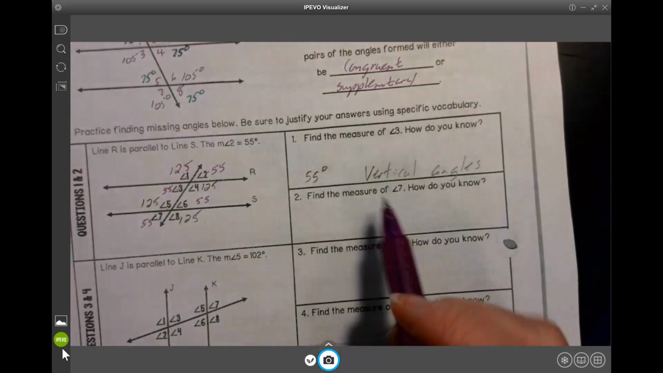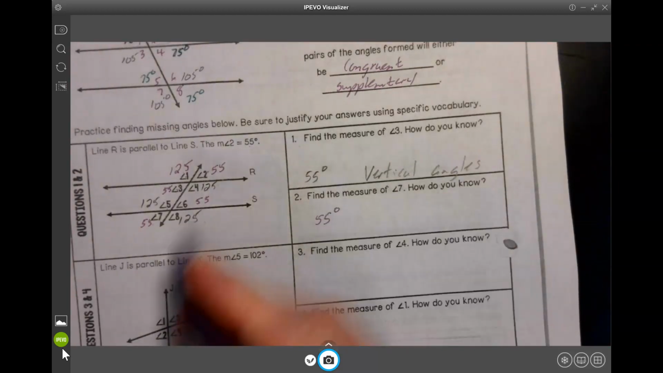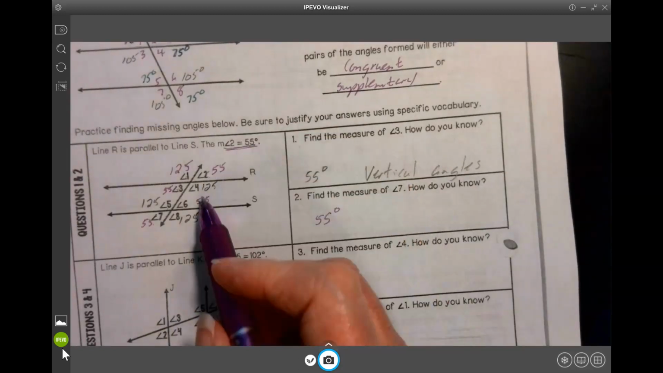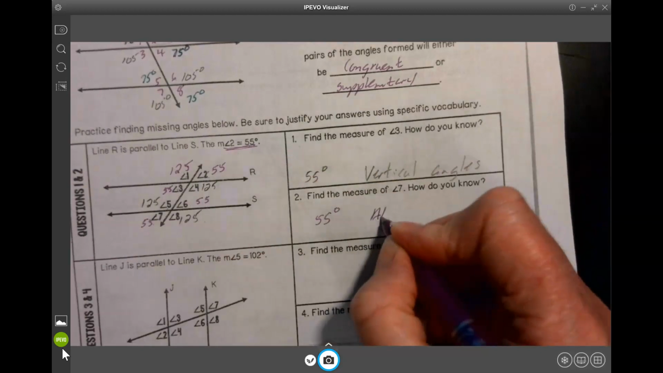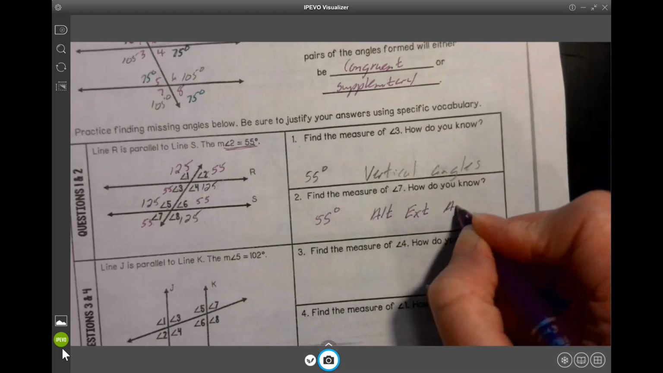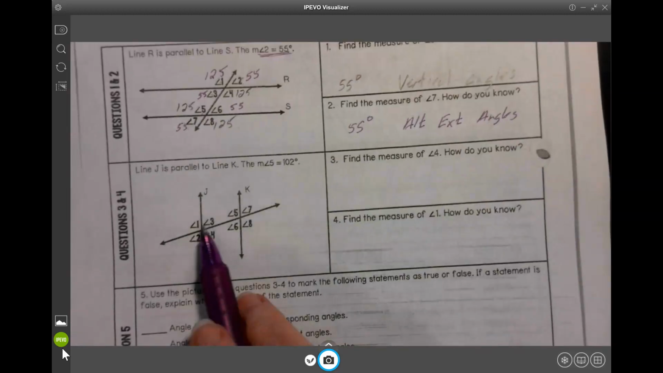Okay? Find the measure of angle 7. Angle 7 is 55 degrees. How do we know that? Well, if we're going off angle 2, which is what they gave us, angle 2 and angle 7 are alternate exterior angles. Alternate exterior angles. Okay, good. Now, let's look at this one.